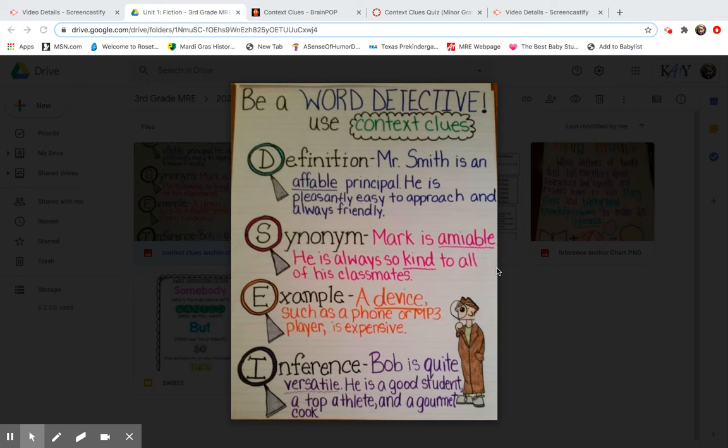And then sometimes you're just going to have to use inferencing, which requires you to use your background knowledge or schema along with what you know is going on in the story to help you solve that tricky word.